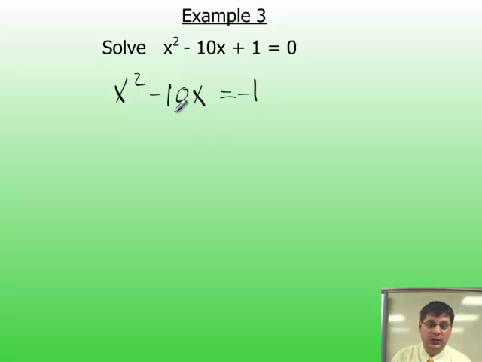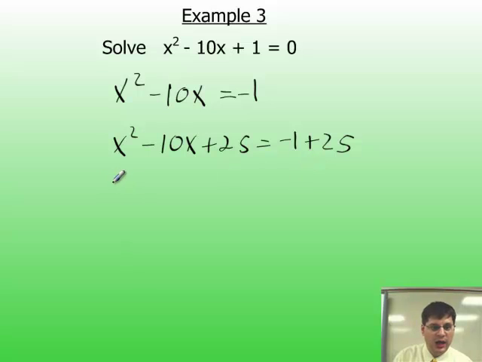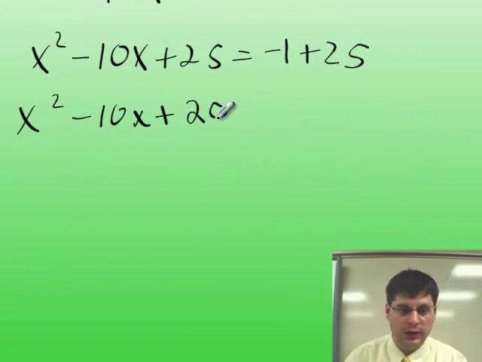So I'll look at the 10 and divide that by 2, which is 5, and we square it, which is 25. So it's a real easy process. So plus 25 equals negative 1. And what we do to one side, we must do to the other. So that rule still stands. And I'm left with x squared minus 10x plus 25 equals 24.